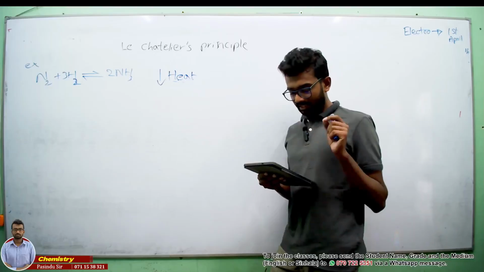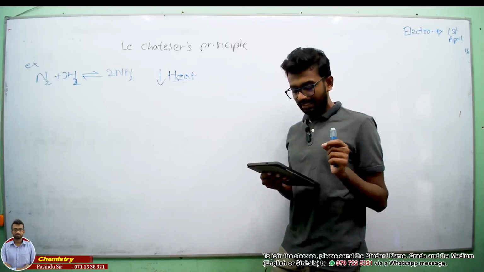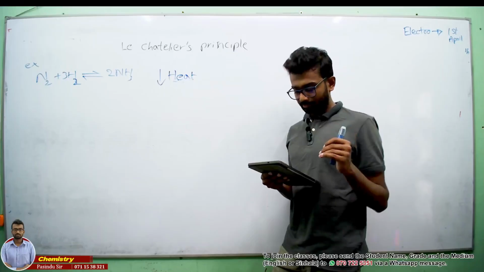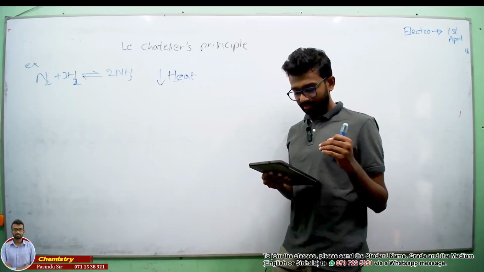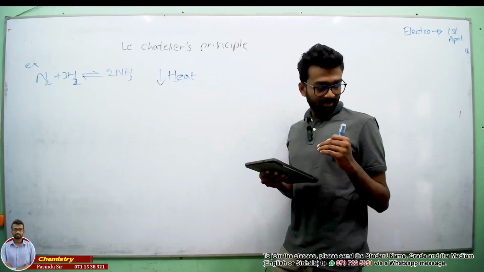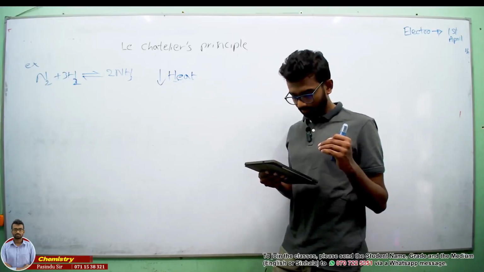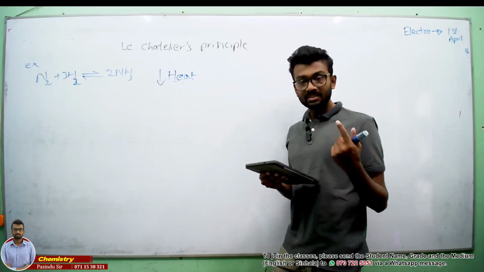First sentence: the equilibrium constant for an exothermic reaction decreases as the temperature increases. Clear? So for an exothermic reaction, it decreases when temperature increases.